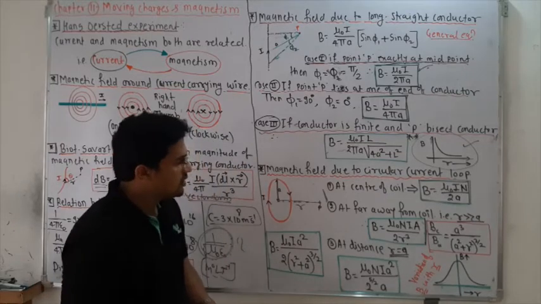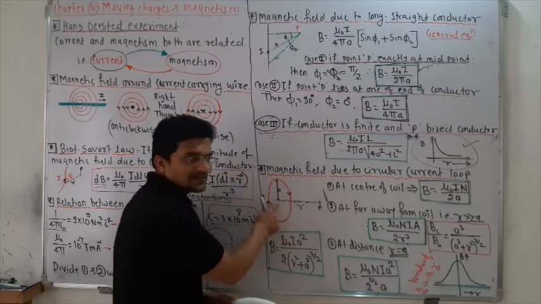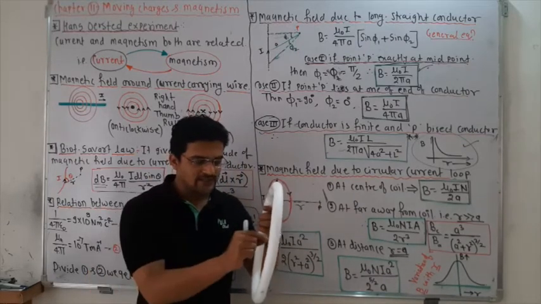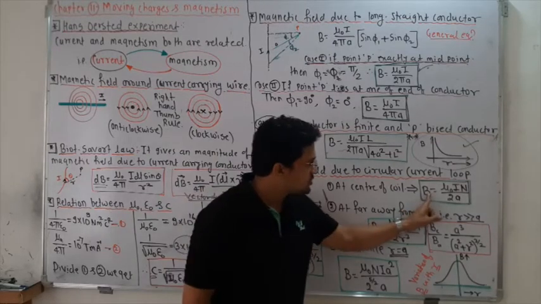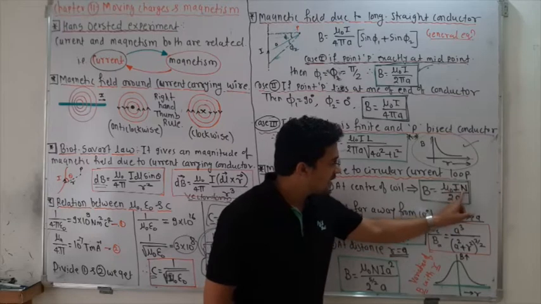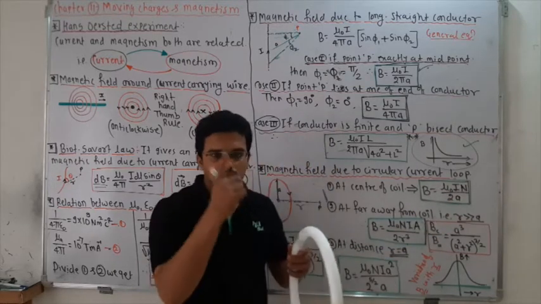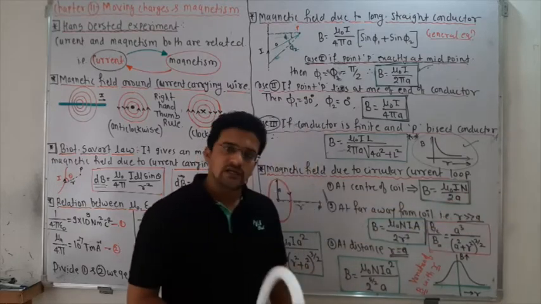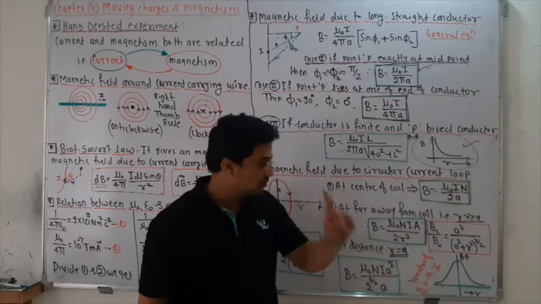Next, at the center of the coil. If this point P lies exactly at the center, r becomes 0. When r becomes 0, your equation becomes B is equal to mu naught I n divided by 2a. Actually n is nothing but the number of turns: if it is 1 turn, 1; 2 turns, 2. That's why you have to take n also. If it is a single turn, then it becomes mu naught I divided by 2a itself at the center. So remember that formula.